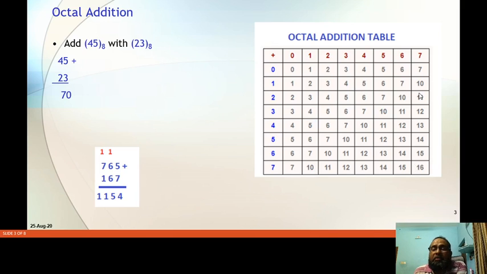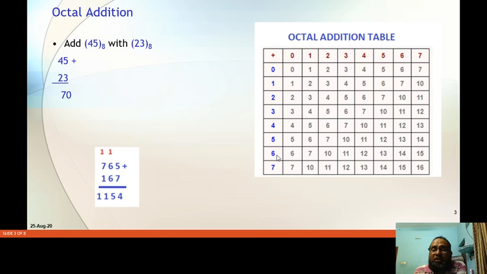Now you can directly substitute. For example, 45 plus 23, 5 plus 3. Suppose I take 5 in the row, then look into the fifth row and third column. This is the number 10. 5 plus 3 is nothing but 10. Similarly, 4 plus 2 plus 1 is 7 only. Then 5 plus 7: take 5 here, 7 here. 5 plus 7 is nothing but 14.